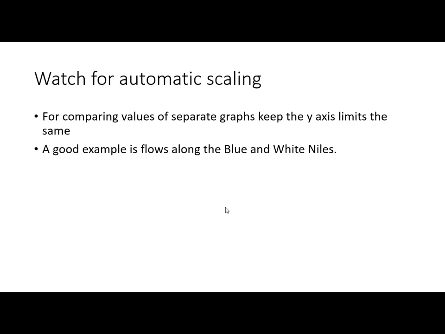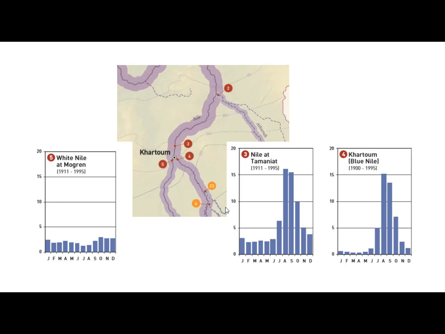A good example for that is flows along the Blue and White Niles. You can see we have three sections at Morgan and Tamanniyat and Blue Nile, and to make comparison clearer, we had fixed the upper limit to 20. I think this is cubic meters per second.